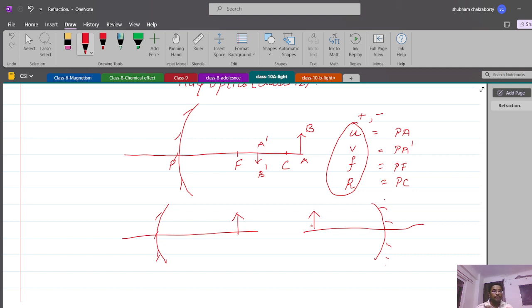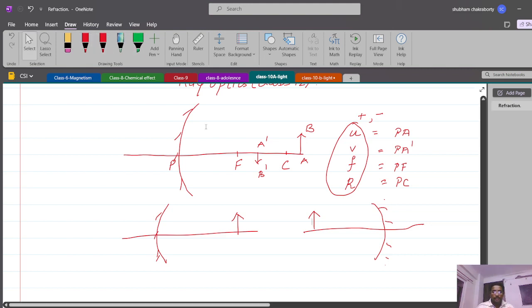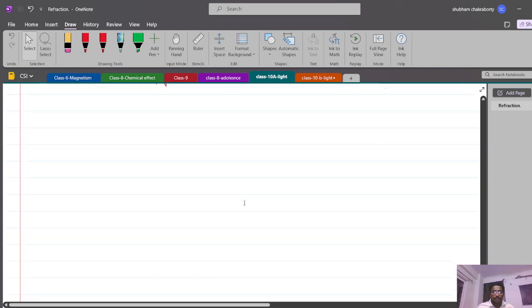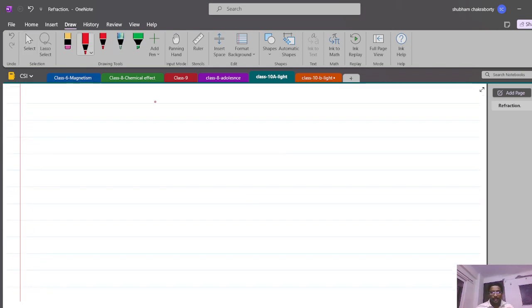So in class 12th, there is a particular sign convention which I believe is actually the easiest one to remember and to apply. And it can also be applied in class 10th for both lenses as well as mirrors. So let us see how we can apply this sign convention. Okay, now on the screen, you can see.